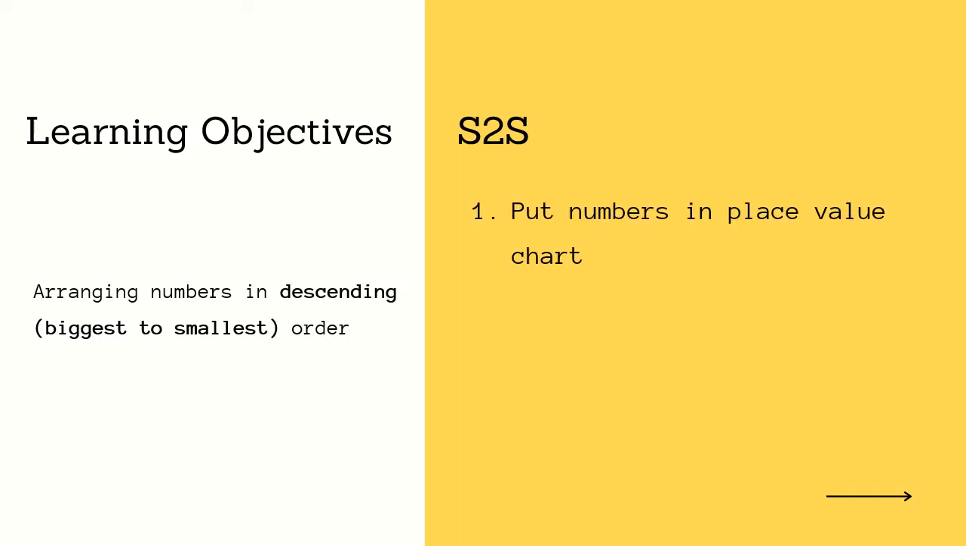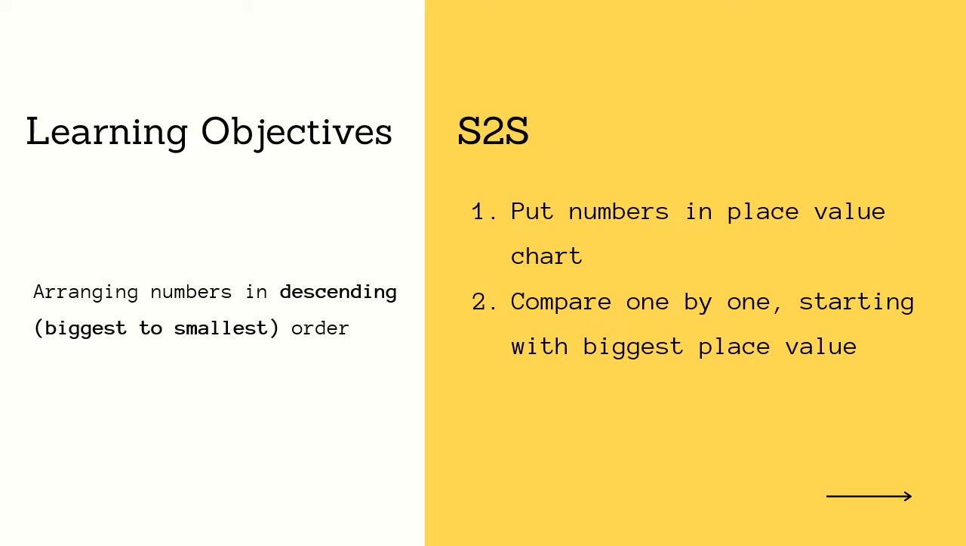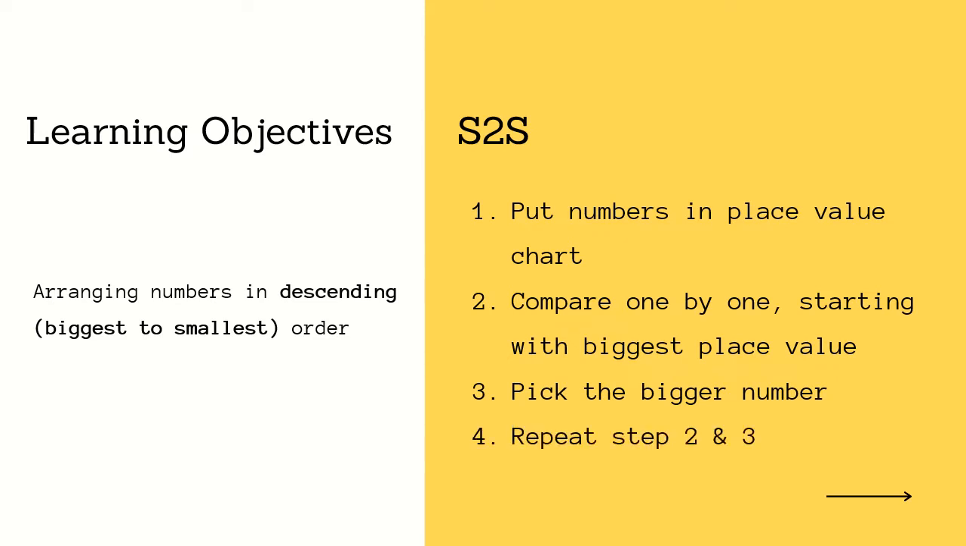Our steps for today: the first one is we're going to put the numbers in the place value chart. Second step is we're going to compare one by one, starting with the biggest place value, the same as last time when we were ordering numbers in ascending order. The third step is this time we're going to pick the bigger number. And our last step for today is we are going to repeat step 2 and step 3 until all the numbers are in order from biggest to smallest.